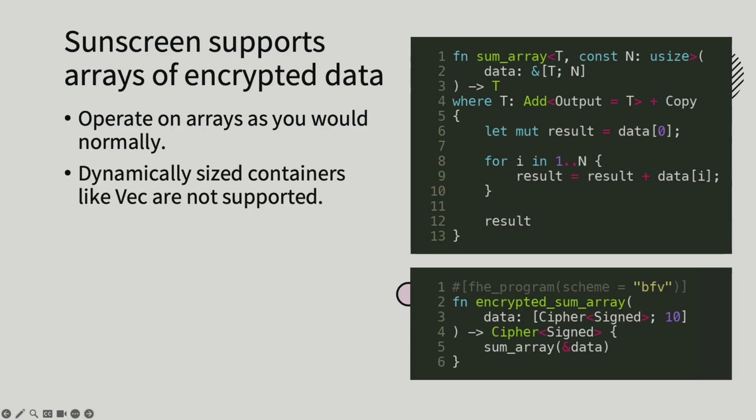What's important to note here is you can operate on arrays, but you cannot operate on dynamically sized objects such as vectors. What you can do is write a program that expects a certain size, collect data with a vector outside of the FHE program, and then try something like try_into to convert it into an array, and then use that array inside your FHE program. Then the failure will happen before you do the FHE computation itself.